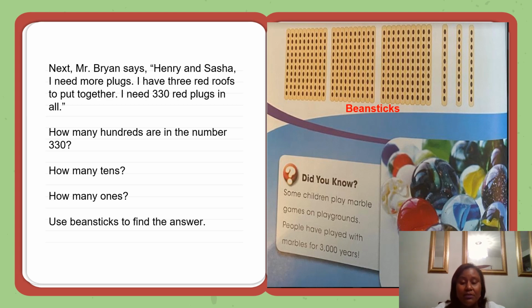How many hundreds? 3 hundreds. Awesome. How many tens? 3 tens. How many ones? There aren't any ones. There are 0 ones. There's a 0 in the ones place. What number? 330. How many hundreds? 3 hundreds. How many tens? 3 tens. Are there any ones? No.